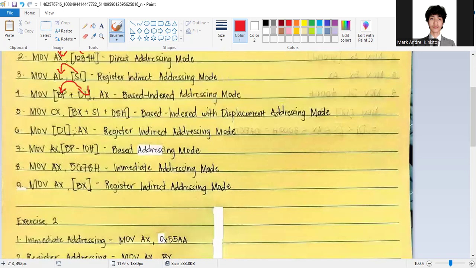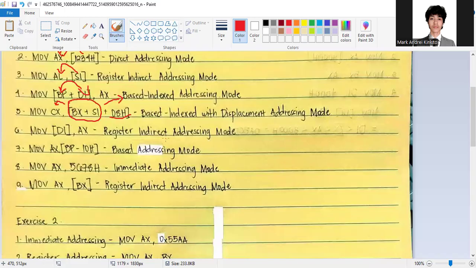Next is this one, base index with displacement addressing mode. So we have a displacement address, which is 08H, plus these two, the base and index. From the example, this one is based on the previous one with a displacement. So it's just the same. We'll add these and then move it to CX.